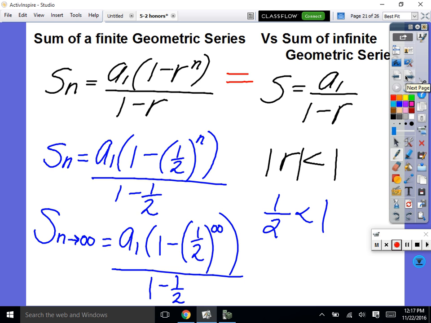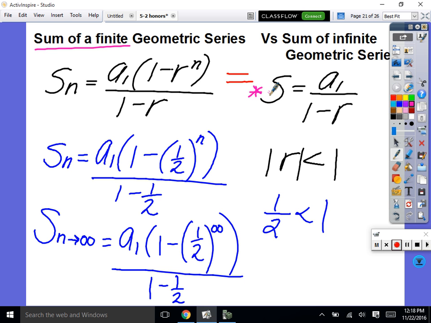Okay, so some of you might care, some of you might not. But for those of you that are interested, these formulas are actually the exact same thing. Just one thing to think about. So those of you that care, we know that this is the sum of a finite series: a sub 1 times 1 minus r raised to the n divided by 1 minus r. Now I just told you the formula. If we can find the sum, it'll be this formula.